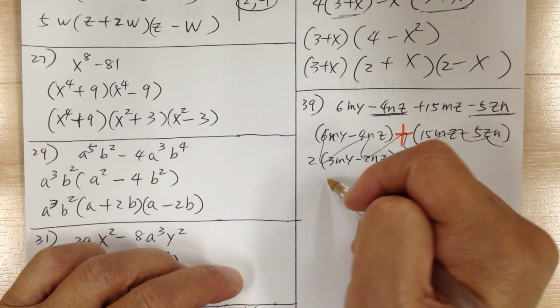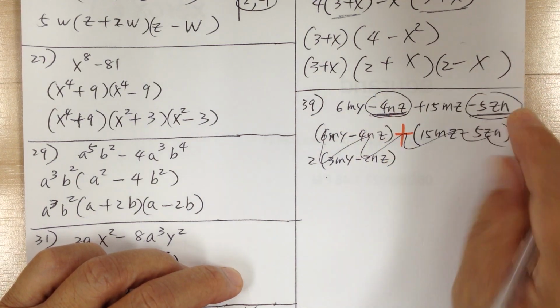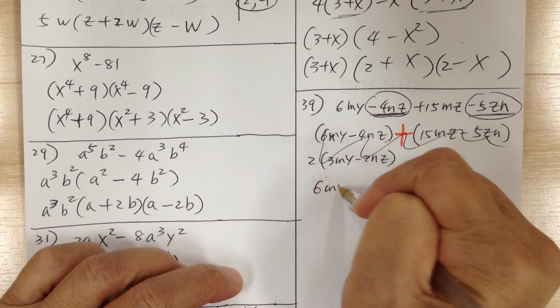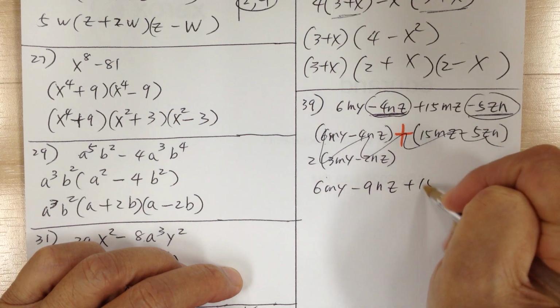So combine this term and this term. nz and zn are the same. So you've got 6my minus 9nz plus 15mz.